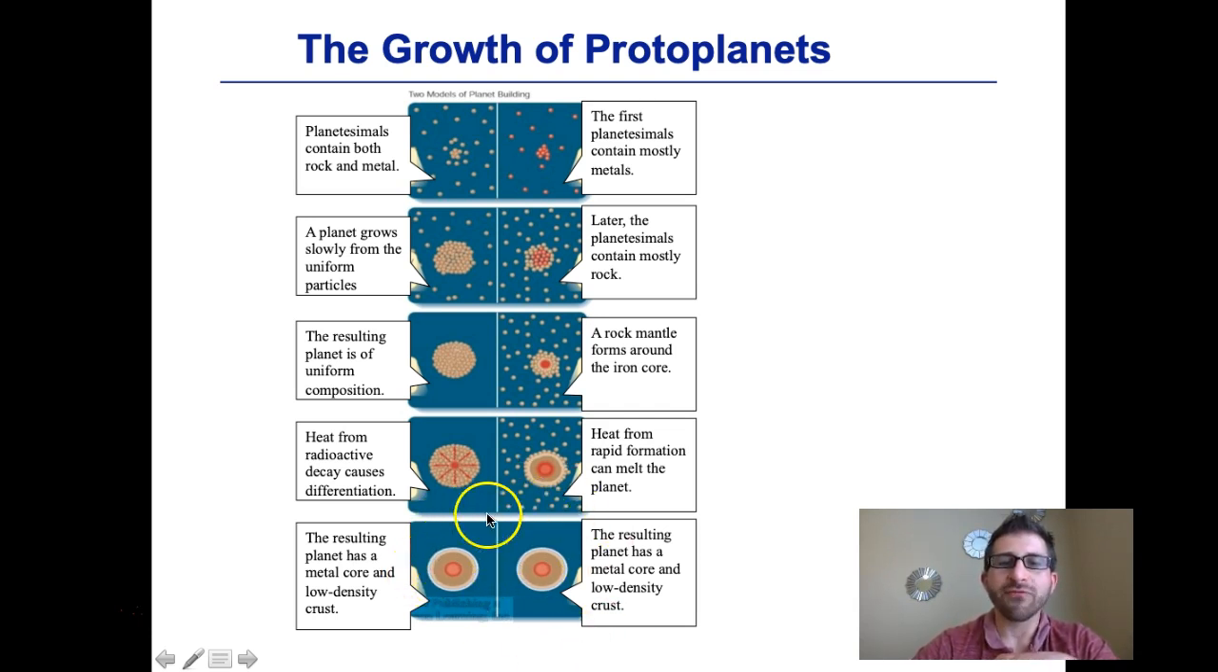So either of these two growth possibilities comes up with the same outcome. We've got the same looking planet here, but two different ways to get there.